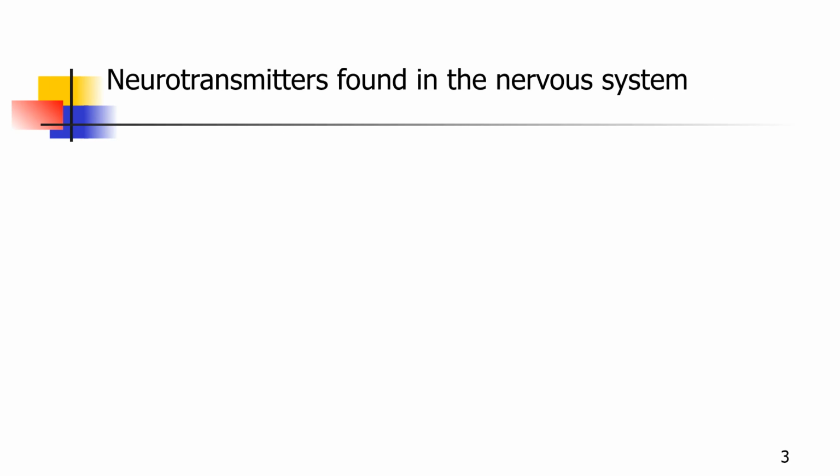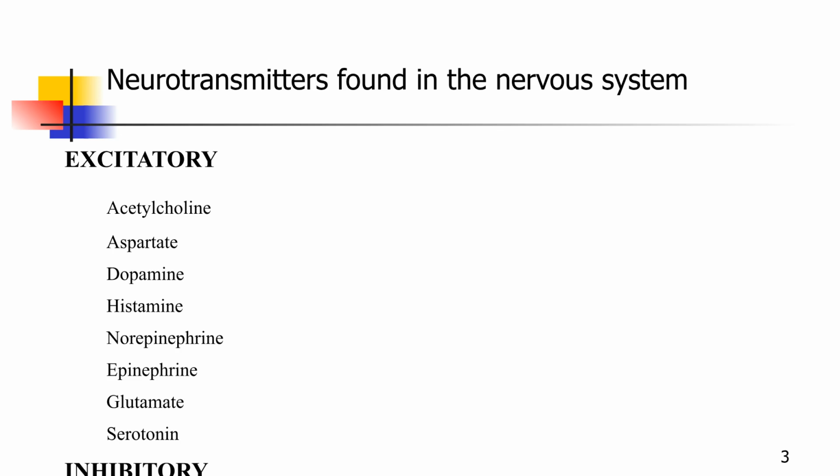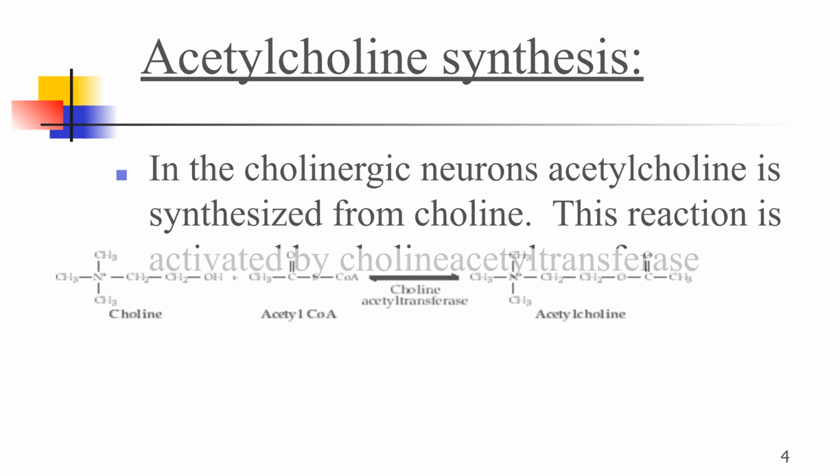Neurotransmitters can be classified as either excitatory or inhibitory. Excitatory neurotransmitters include acetylcholine, aspartate, dopamine, histamine, norepinephrine, epinephrine, glutamate, and serotonin. Inhibitory neurotransmitters include GABA and glycine.